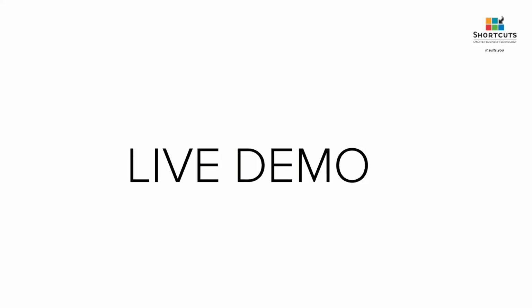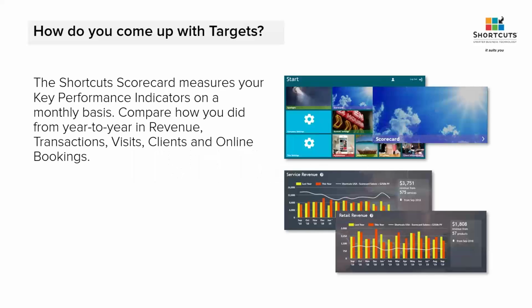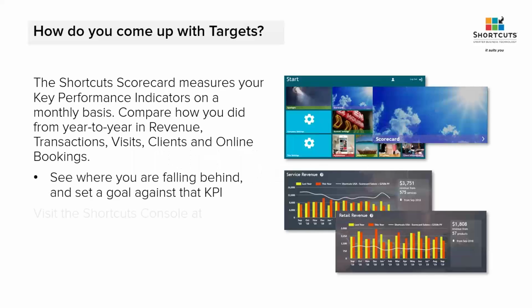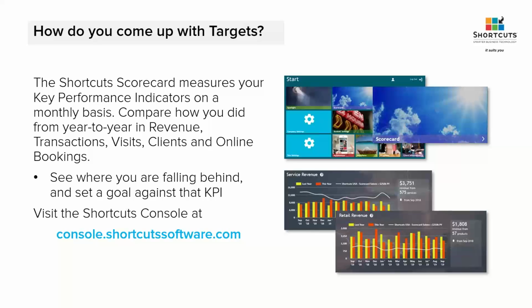So access and security, very easy to perform in the cloud. But now the big one, you want to start setting targets for your staff members. So you want to have a goal in mind for them, whether it's service, whether it's retail, whatever the case is. So how do you come up with those numbers?